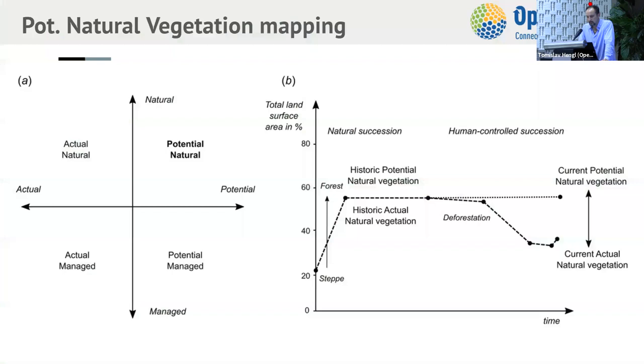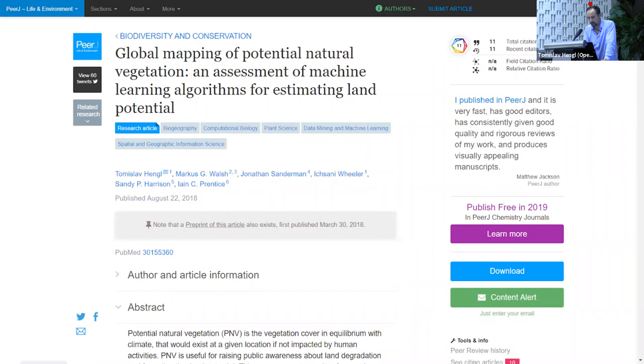We're doing a European map of potential natural vegetation. If you haven't heard of it, there's a paper you can read about this. But the idea is that in the past, you had, of course, much more forest.